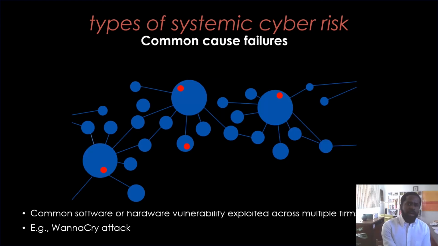And then there are the common cause failures. These are failures which might exploit a common software or hardware vulnerability across multiple firms. So WannaCry was the example where that attack exploited the same shared EternalBlue vulnerability in Microsoft software across many different machines all at the same time.